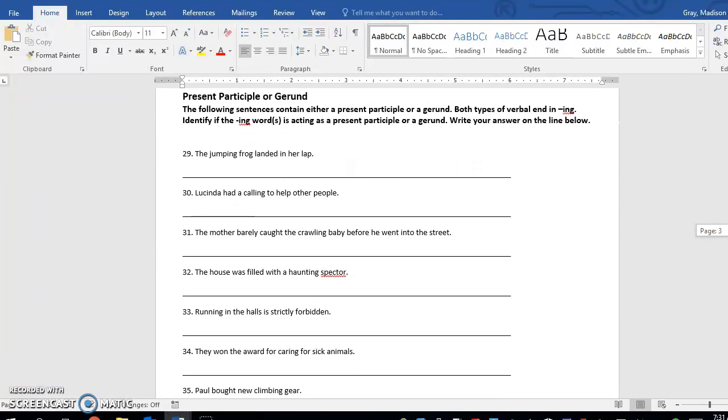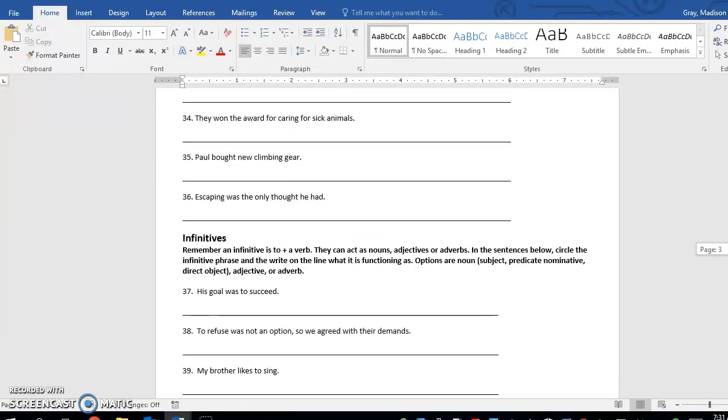All right, present participles versus gerund is the next section. Remember, they're both ing words. So all of these sentences have an ing word. You're going to circle the ing word first, and then you are going to write what it is. Is it a gerund or is it a present participle on the line below it for these?